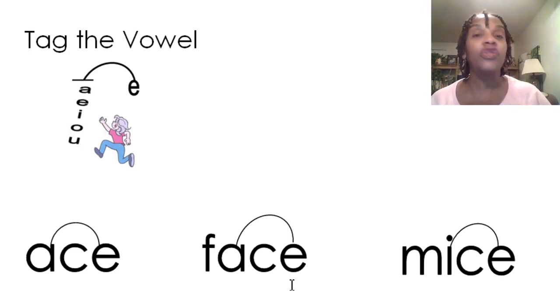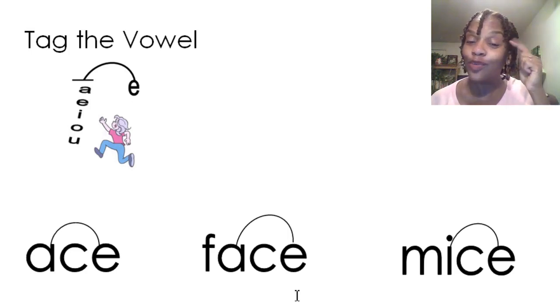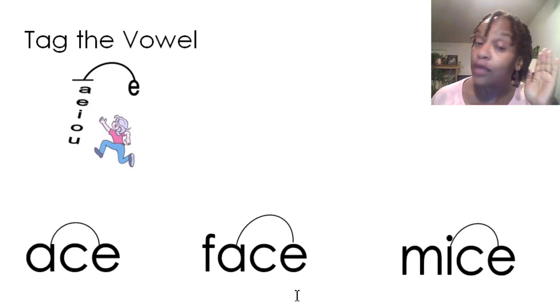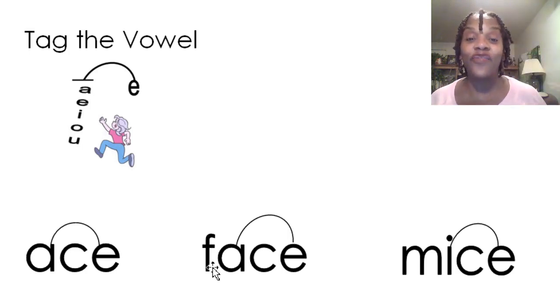3 jobs. What are the 3 jobs? You tell me first, and then I'll tell you. What's the 3 jobs of the letter E? Silent. It's a signal, and a signal to a sound change, and it's a tagger. Face. Good job. What about this word?